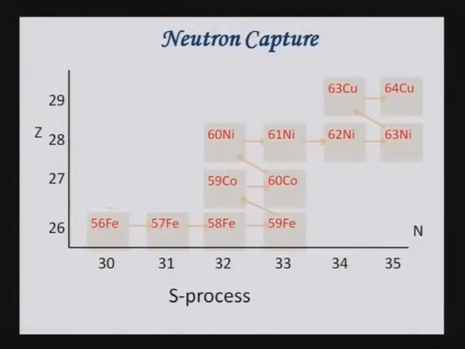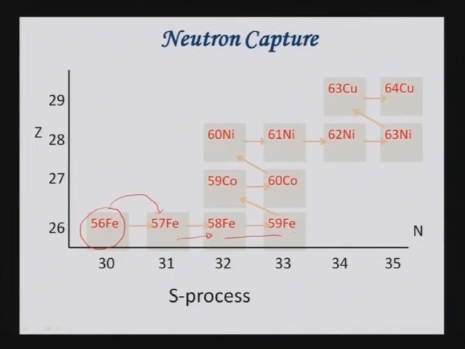Suppose we start with this iron-56 and a neutron just sneaks into it. If that happens, it will make iron-57. Iron-57 is a stable nucleus, it will stay there, and then after many years another neutron comes, and that also goes into this iron-57, and then it will go to iron-58. The iron-58 nucleus is also stable and will stay there. Once it is formed, it will stay there, and then again after many years a neutron comes, is produced there, and that goes into iron-58, and that makes it iron-59.